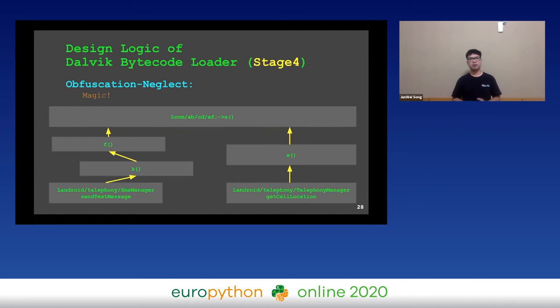And in stage four, we found out that our design can also overcome the obfuscation techniques used by the malware. When applying obfuscation techniques, functions except native APIs are renamed. This makes the decompiled source code hard to read for humans. The machines can still run the code because the logic of the code remains the same.